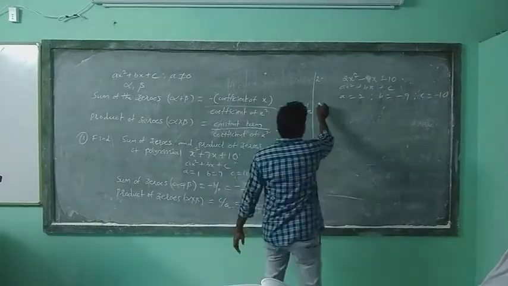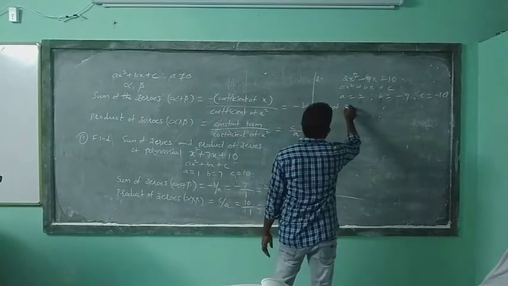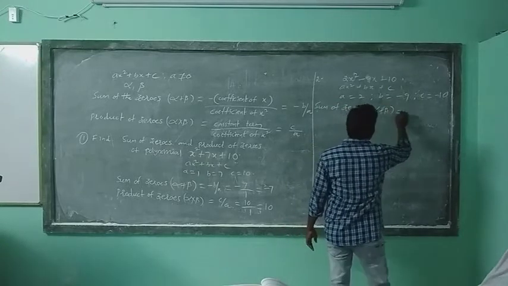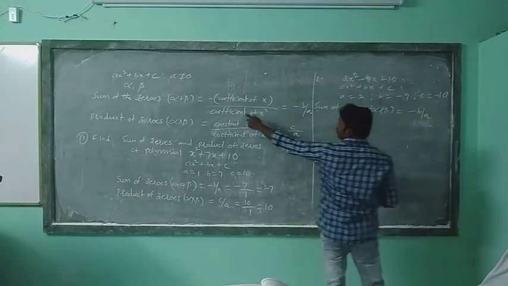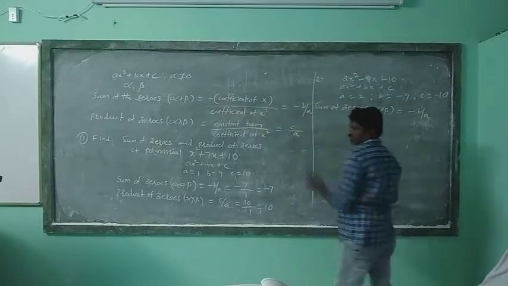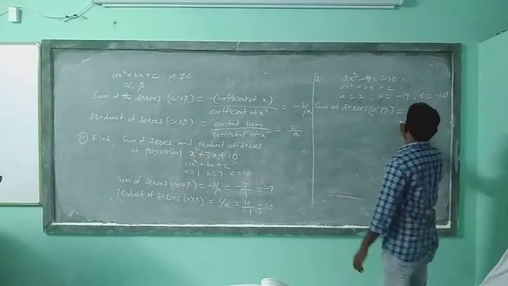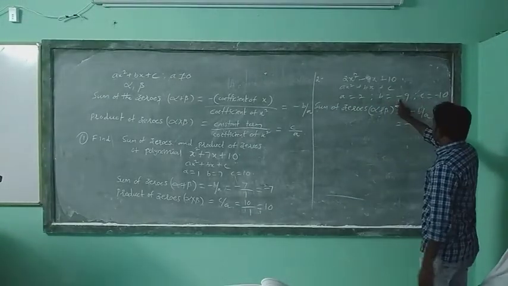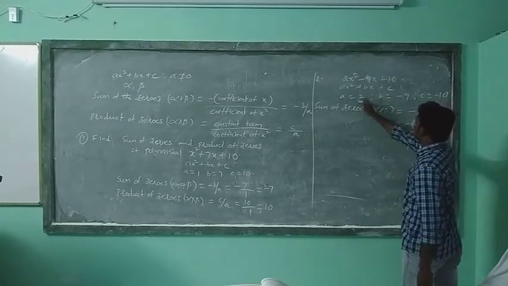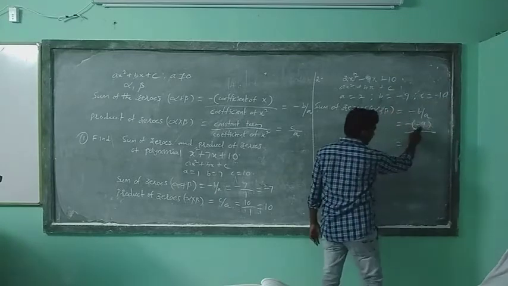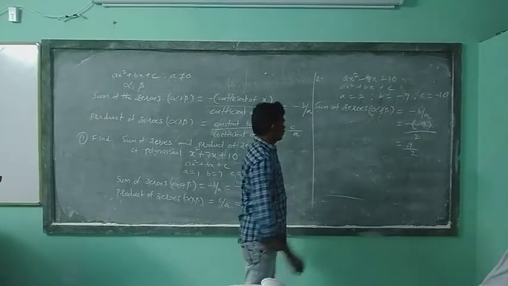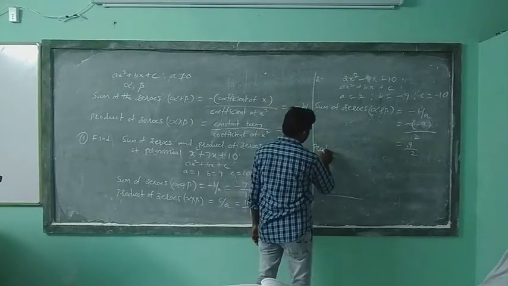Now, the sum of zeros, alpha plus beta. The formula is minus b by a, or minus coefficient of x by coefficient of x square. Either one. So minus b, where the b value is minus 9, so minus of minus 9 by a. Here the a value is 2. Minus and minus make plus, so 9 by 2.